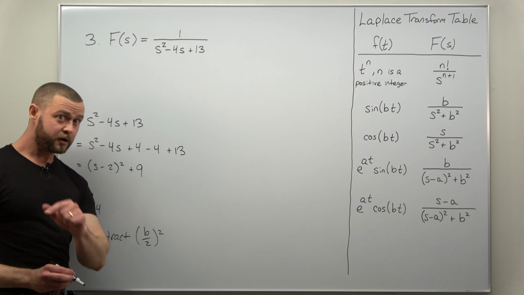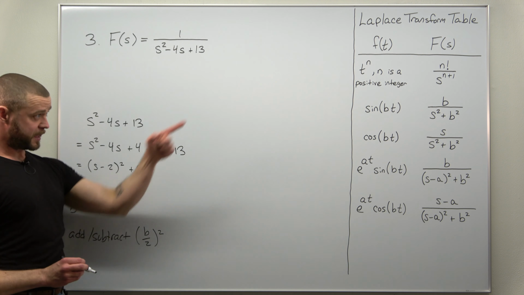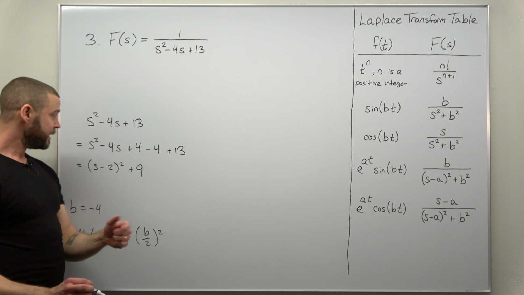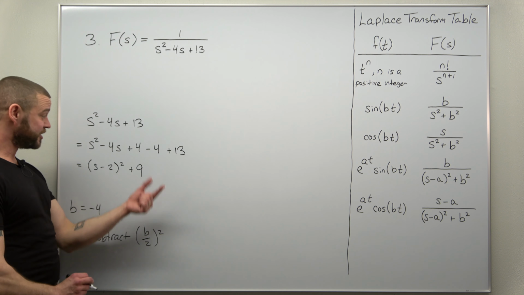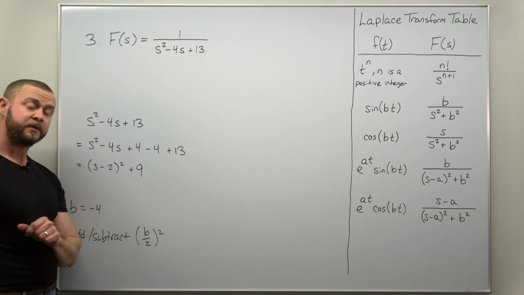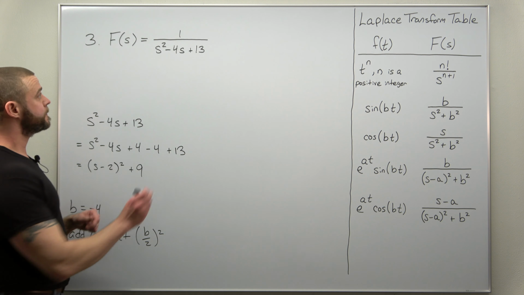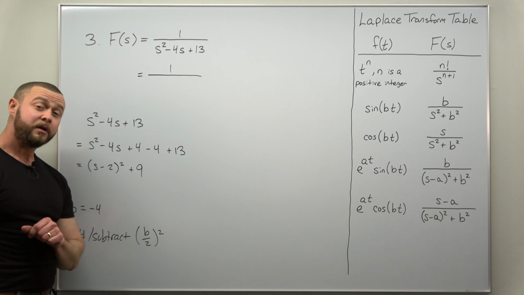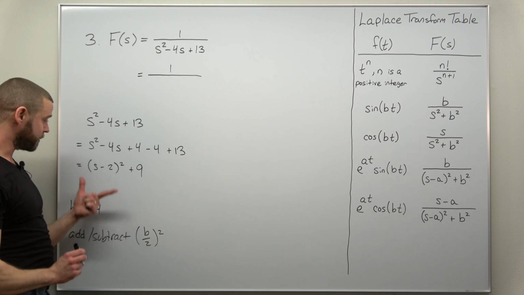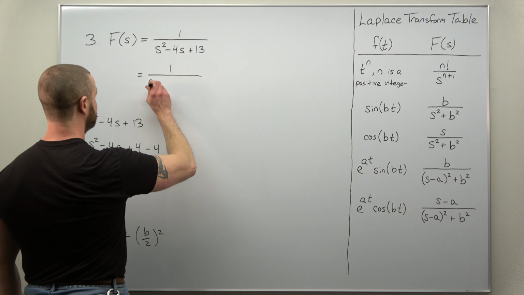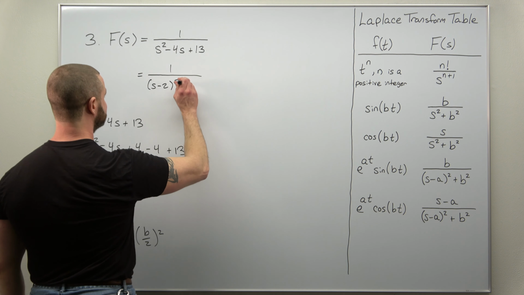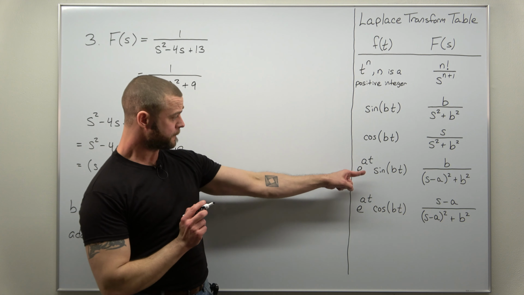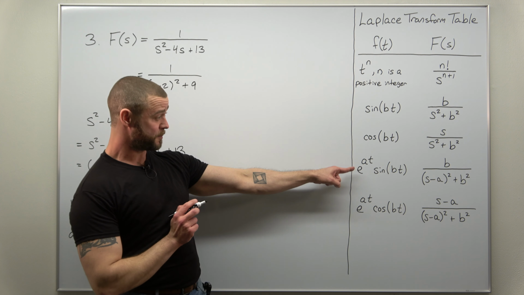All right, now here, when your denominator doesn't factor and it doesn't obviously match any of the Laplace transform pairs, you complete the square, and that involves, as I teach it, adding 0. Now, if we go ahead and use that here, we should be able to easily match one of those Laplace transform pairs. We'll write our denominator as s minus 2 squared plus 9. And that does look like this Laplace transform pair.